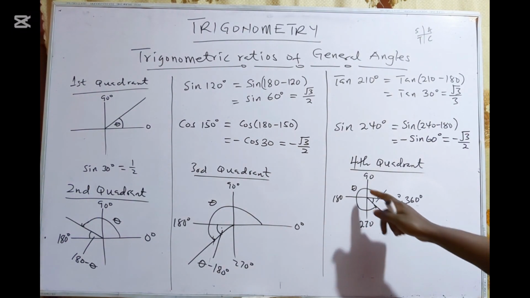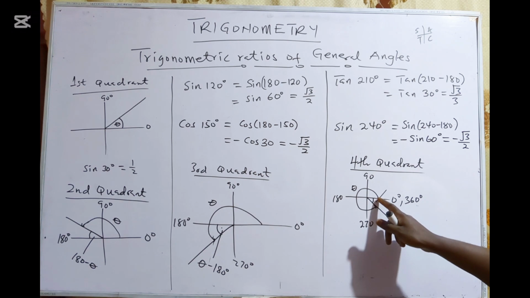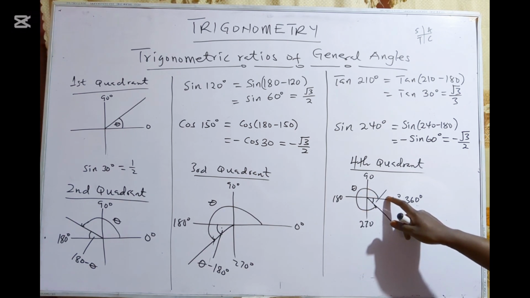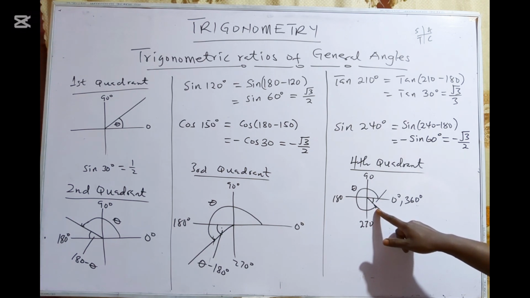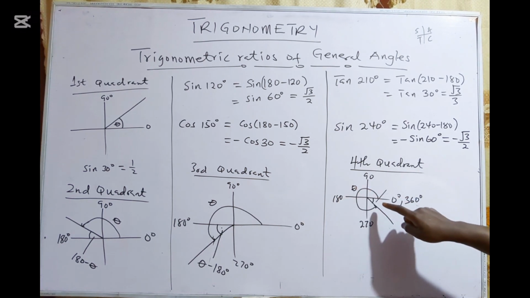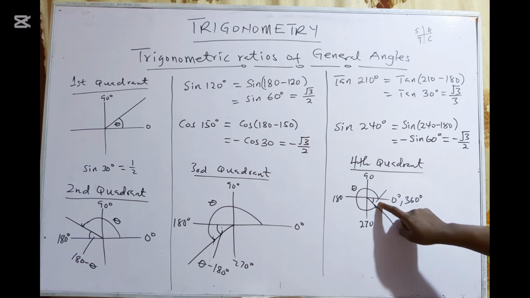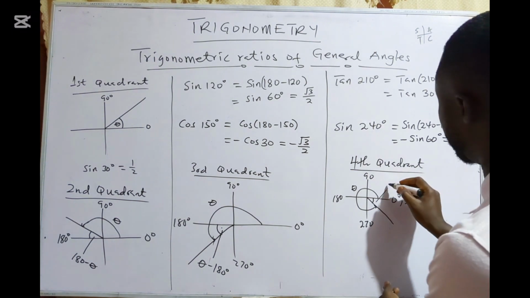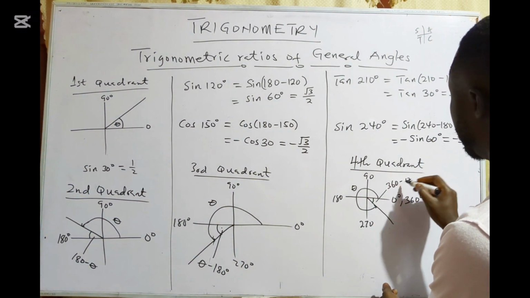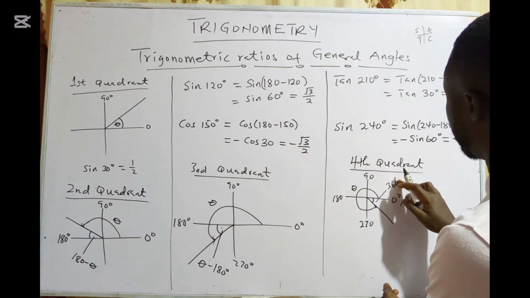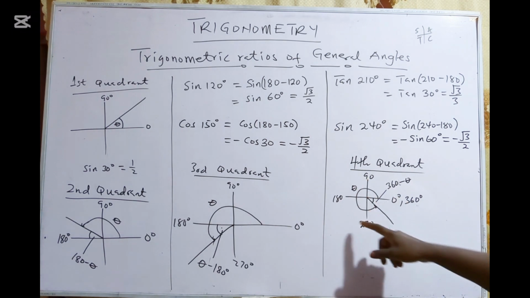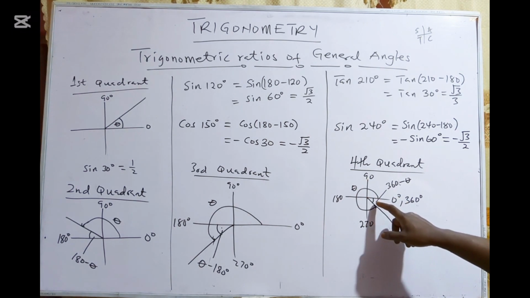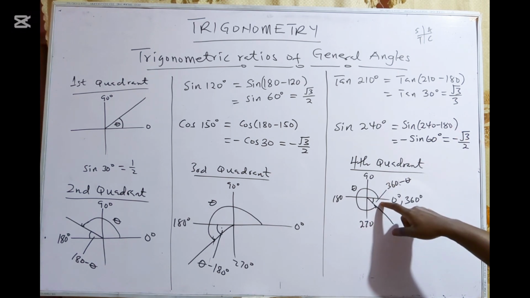We know that moving from the 0 to here will give you 360. So if the angle from here to here is theta, and I want to get the angle on the S axis here, then that will be 360 minus the angle. So let's say from here to here is 300. Then what is left is the angle here, and that will be 360 minus 300.